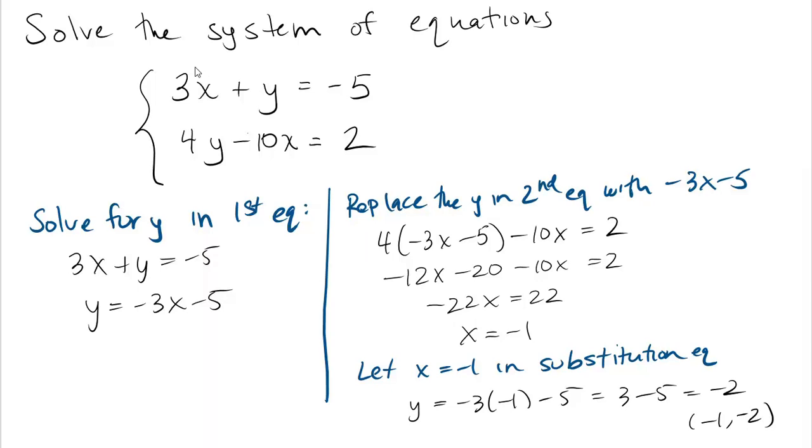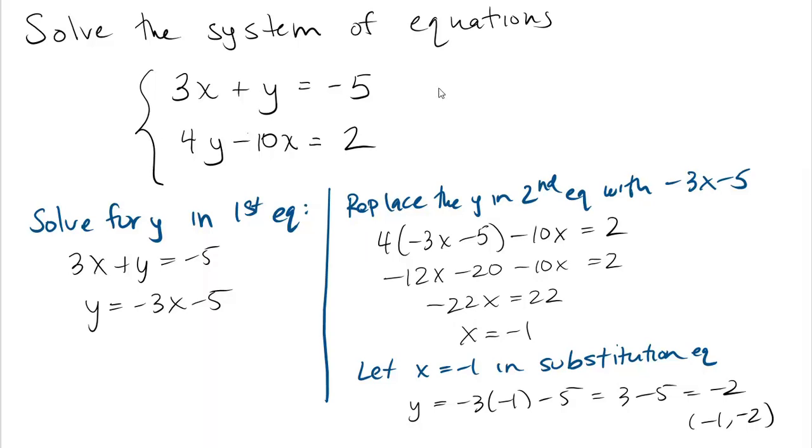If you check that in the first equation, we get 3 times -1 is -3, minus 2 is -5. And we were pretty sure it was going to work there because that's where the substitution equation came from. It's the second equation where maybe we're not sure. 4 times -2, that's -8, minus 10 times -1, that's 10. -8 plus 10 is 2. -1, -2 is the only solution.